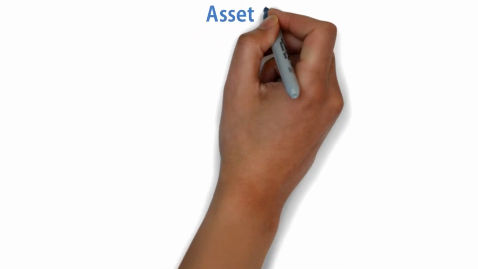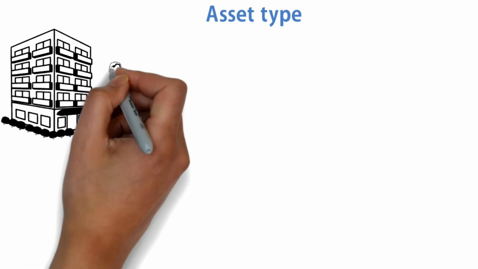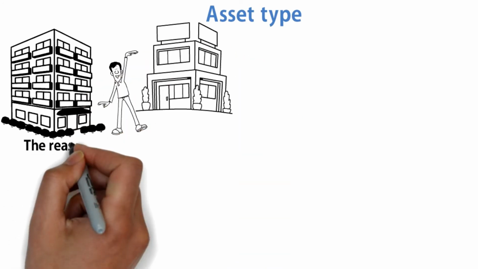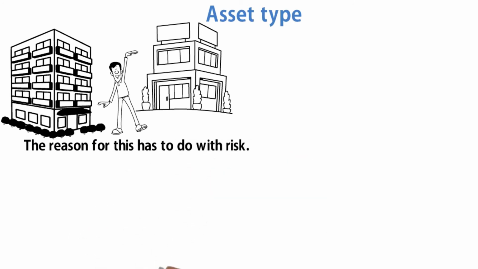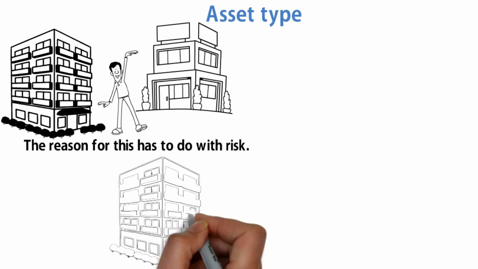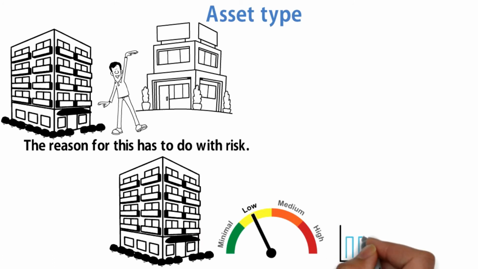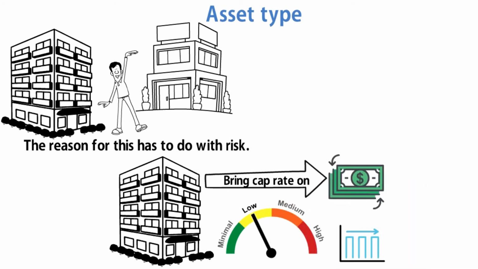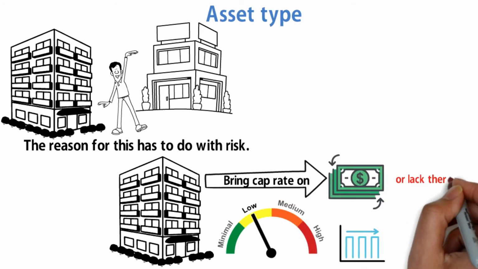Second is asset type. Apartments are going to drive a lower cap rate than an office building. The reason for this has to do with risk. Apartments are considered lower risk because they are stable and stay fairly occupied in good and down times. The asset type will bring a cap rate based on the strength of the cash flow or lack thereof.